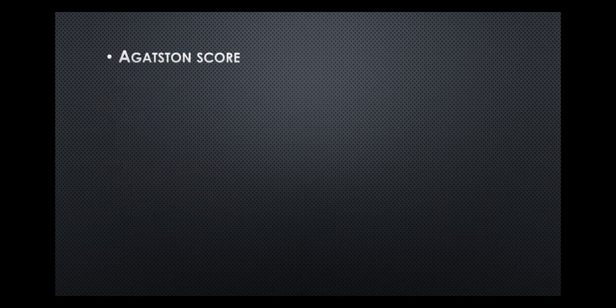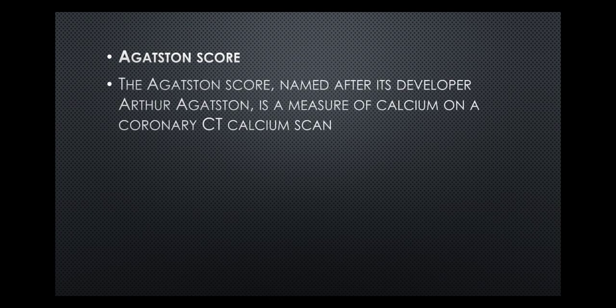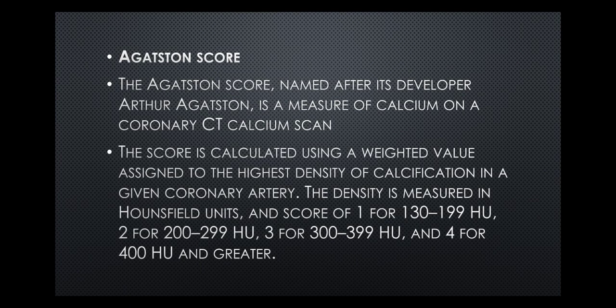Now let's have a look at what we mean by the Agatston score. It is named after its developer, Arthur Agatston. It is a measure of calcium on the coronary CT calcium scan. The score is calculated using a weighted value assigned to the highest density of calcification in a given coronary artery. The density is measured in Hounsfield units, and a score of 1 for 130 to 199 Hounsfield units, 2 for 200 to 299, 3 for 300 to 399, and 4 for 400 Hounsfield units or greater. An Agatston score of 4 means that the artery is almost getting to be occluded.